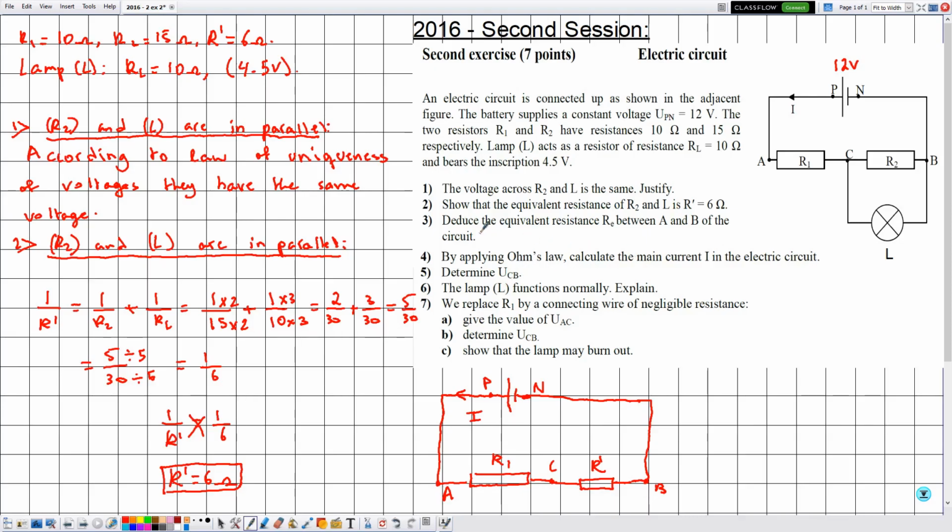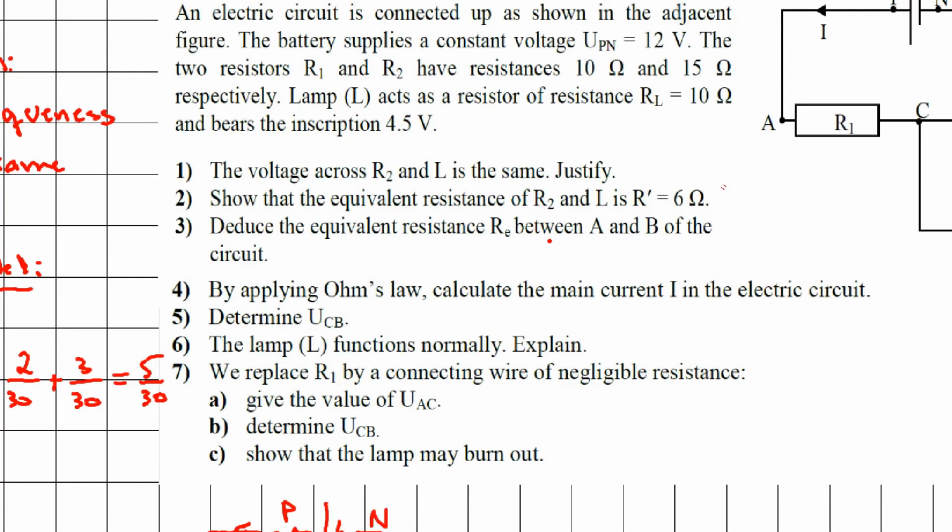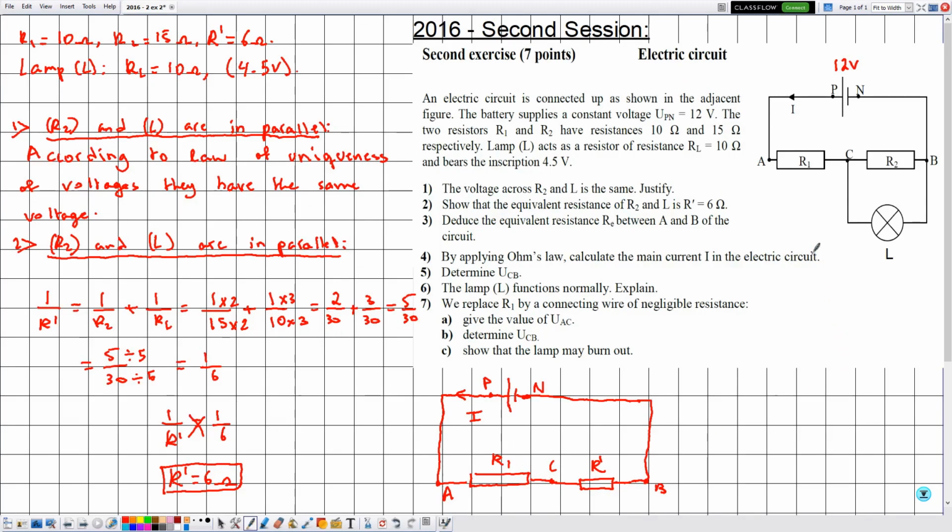Okay. Now in number 3 they are telling me deduce the equivalent resistance Re between A and B of the circuit, and the word deduce means that we need to use the previous part. In number 2 we have determined the equivalent resistance corresponding for the two electric components R2 and L. Now we need to determine the equivalent resistance between the points A and B. Now we have two figures, the given one and the one that we already did. Because they told me deduce, that means that we need to use this one. So now we need to determine the equivalent resistance between points A and B.